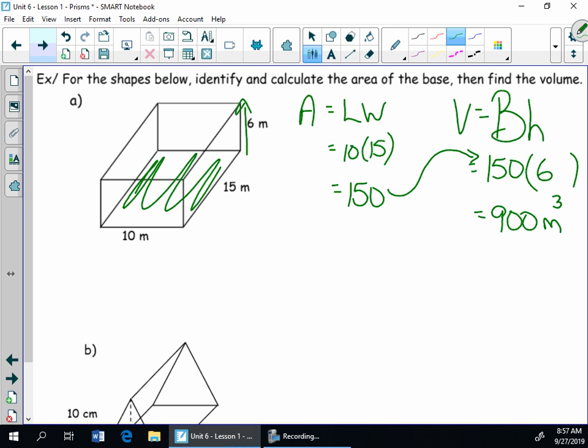And the reason it's cubed is we've now got three of the same things being multiplied together. A length and a width and a height. And all volume shapes are cubed.